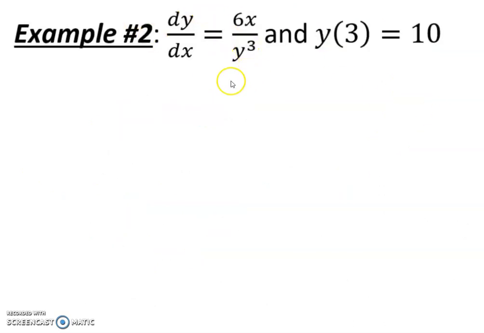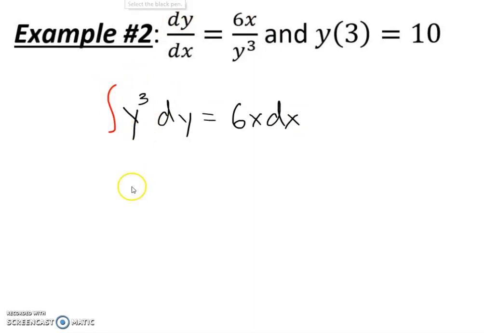We're going to do the same thing. So I'm going to multiply y cubed on the left. That's going to give us y cubed dy. And then multiply dx on the right. That'll give us 6x dx. And then integrate. So when we integrate the left, we're going to get 1/4 y to the fourth. And then when we integrate the right, I know I'm doing this kind of fast, but the integrals here are easy. When we integrate the right, we get 3x squared, and then we put the plus c.